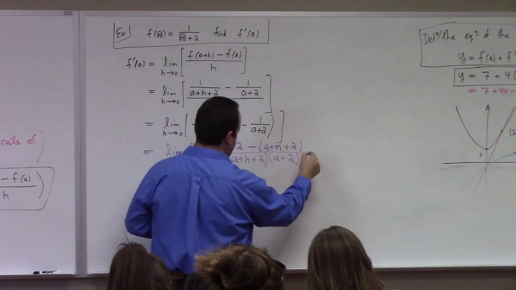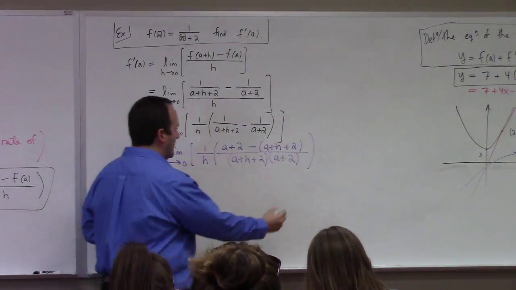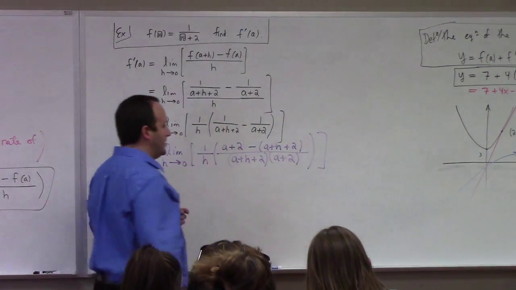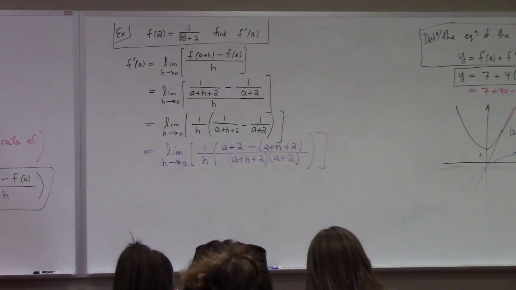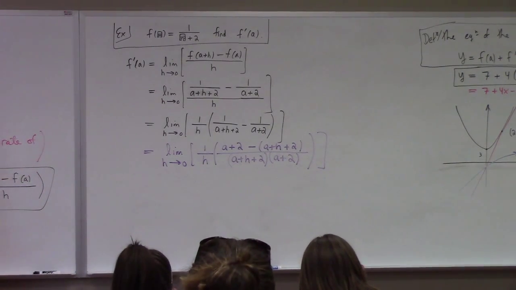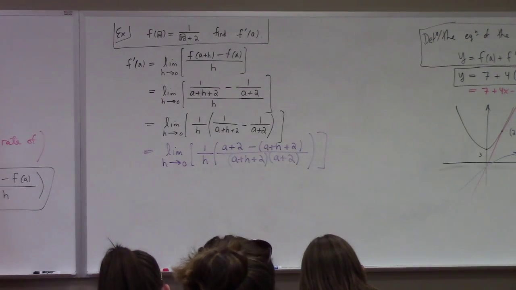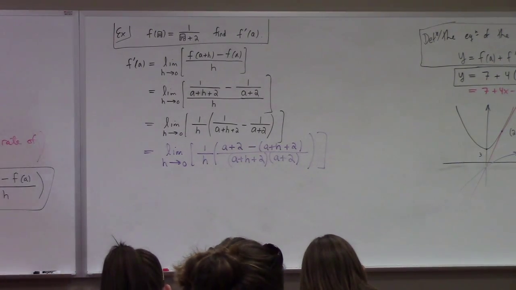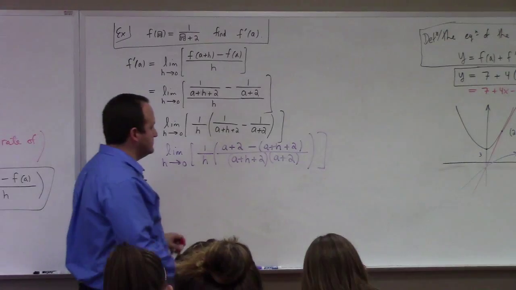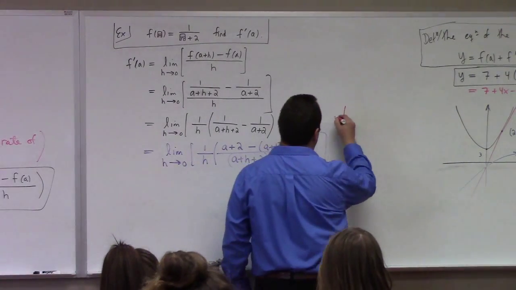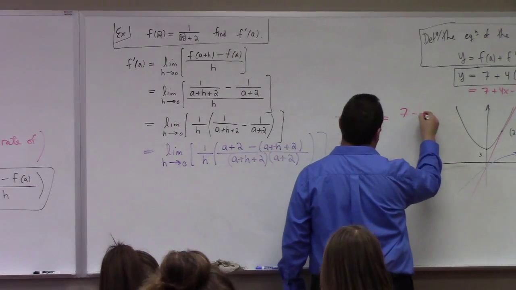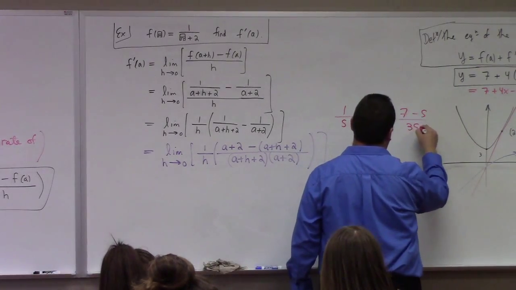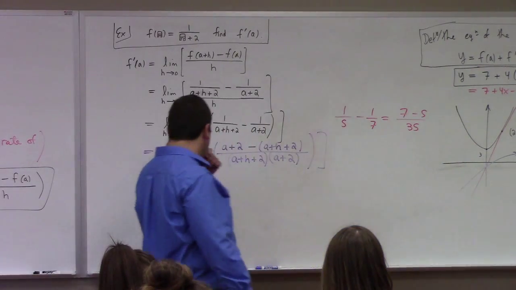So what I did in the purple is just make a common denominator by cross-multiplying, as you guys like to call it. No, I get that. It's like 1/5 minus 1/7 is equal to 7 minus 5 over 35. I get it. It's the same thing.